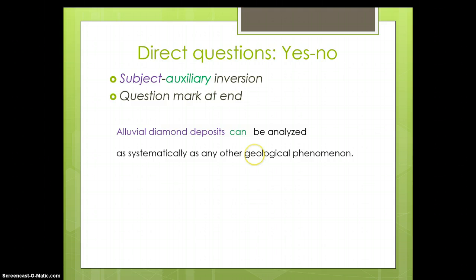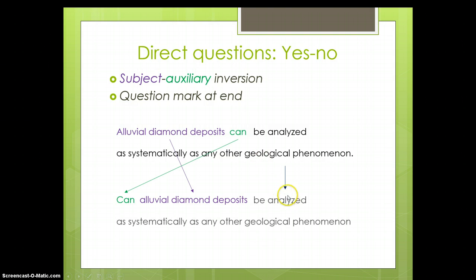So in this one, well, first we need to find the auxiliary. I've highlighted it in green. It's can, and we'll just move that to the beginning. And notice we only move the first of these auxiliaries; this be stays where it is. Next, the subject, alluvial diamond deposits, gets put after the auxiliary verb, and the rest of the sentence comes down unchanged, and we finish it with a question mark.